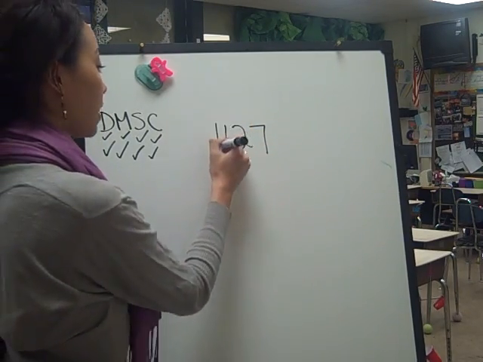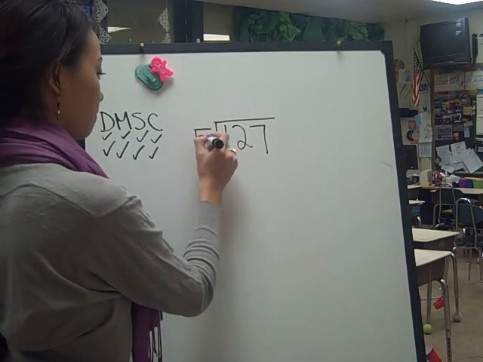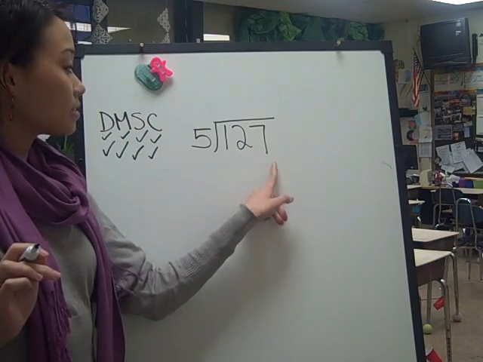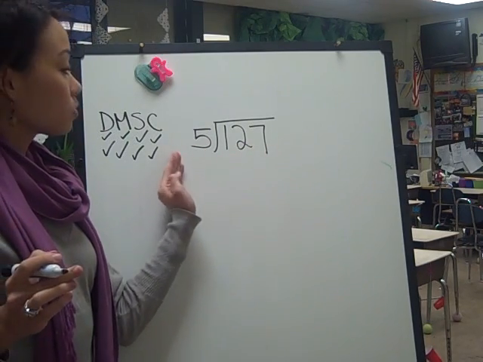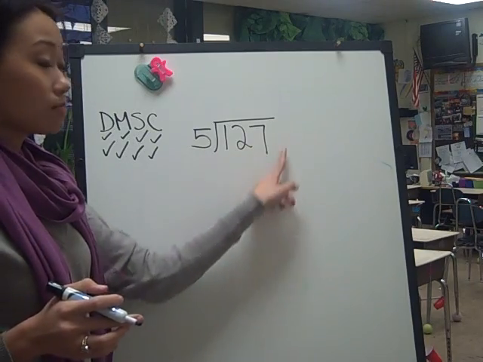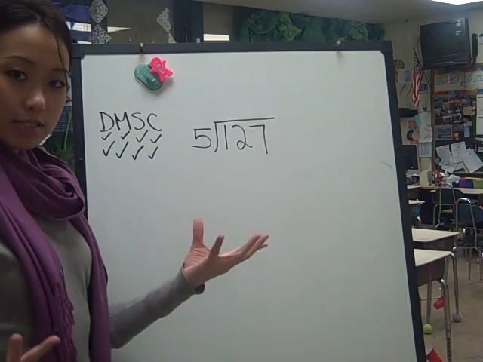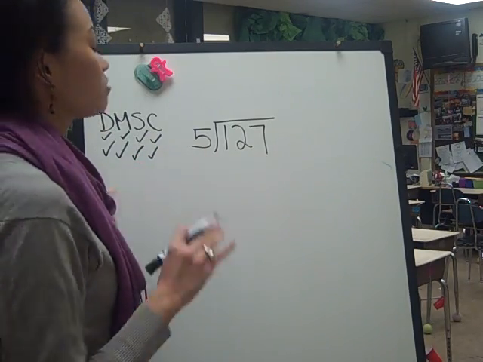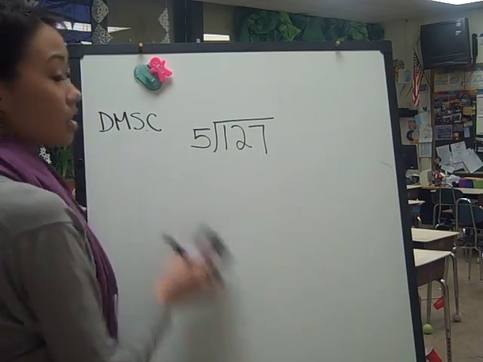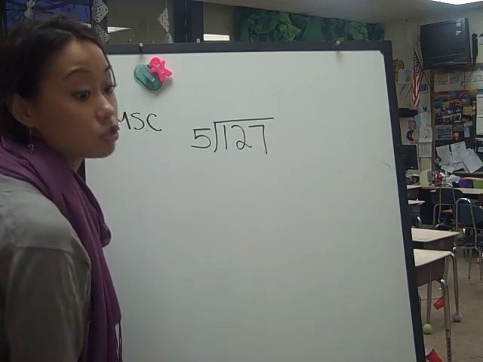127 divided by 5. It's not 5 divided by 127. I know it looks like that because we read left to right. However, it is the bigger number inside my Pizza Hut. I have 127 slices divided by 5. Okay, let's start this process over. There are 4 steps. You have to repeat them as many times as you need.